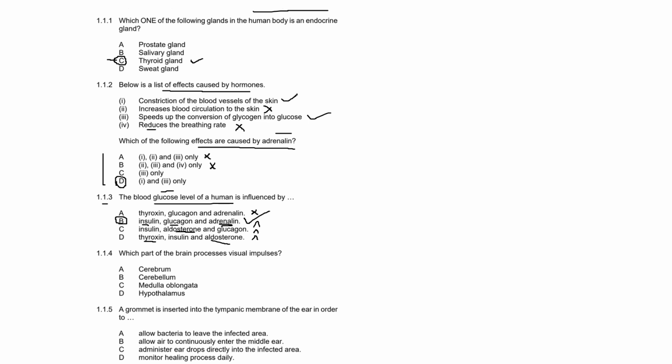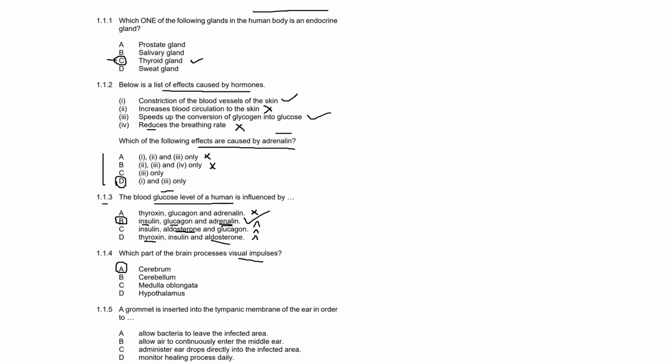So number 4, which part of the brain will process the visual impulses? Basically, they're asking us which part of the brain allows us to see images. Remember, they all have different functions. Cerebrum is there for thoughts and also for images, because the light must go to the cerebrum for us to produce images. So cerebrum, the bigger portion of the brain, allows us to have the images that will allow us to see people or see the questions that we are reading right now.